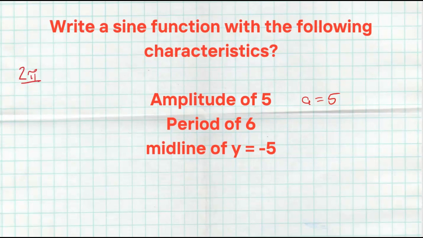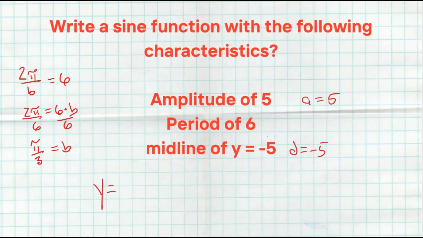The formula for a period is 2 pi divided by b. I know the period is 6, so now I just got to solve, multiply both sides by b, divide by 6, and that reduces to pi over 3. So pi over 3 is going to be my b value, and because my midline is negative 5, my d value is going to be negative 5.